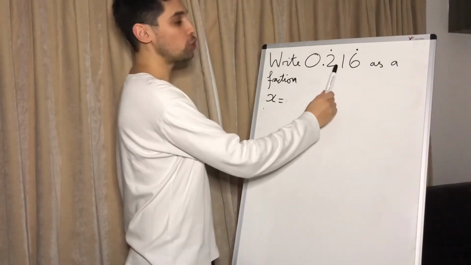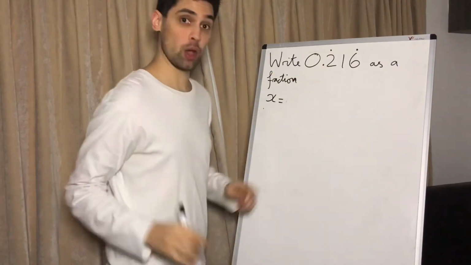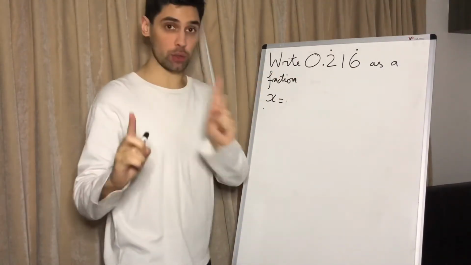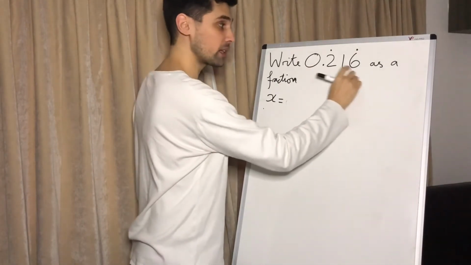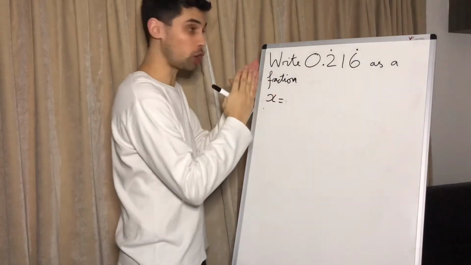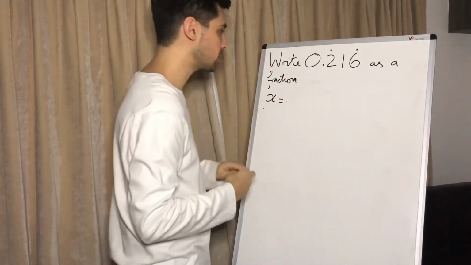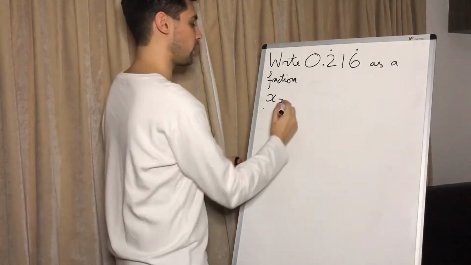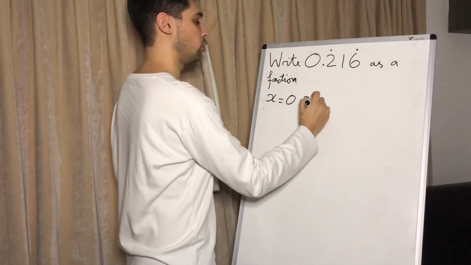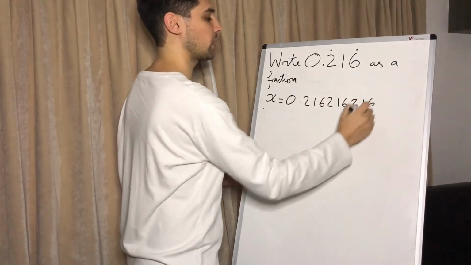Write 0.216 recurring, and we've got the dots above the 2 and the 6, which means it recurs between those two. So it's going to be 0.216216. We always go back to the first dot and finish at the last dot to find out what the repetition is. So let's write out x equals this with a couple of repetitions afterwards. 0.216216 and another one for luck, 216.